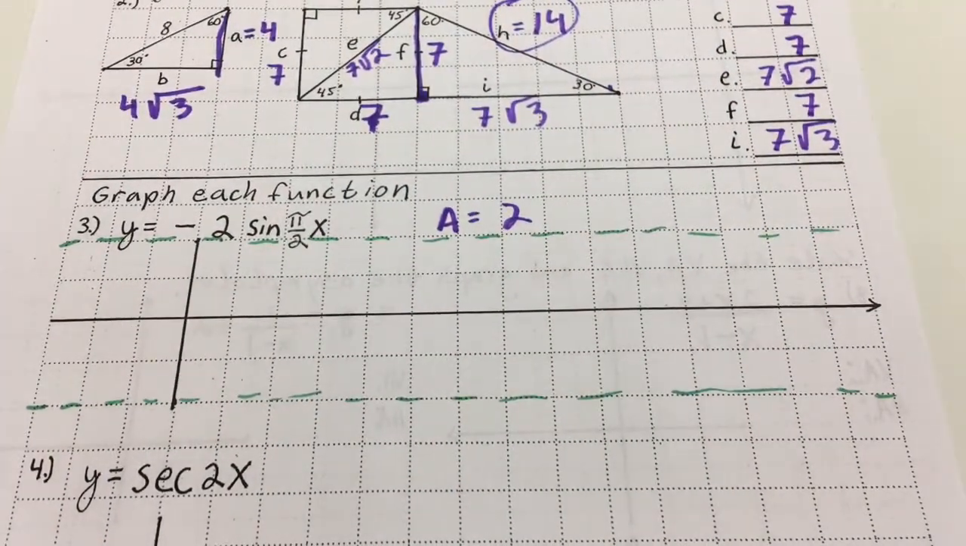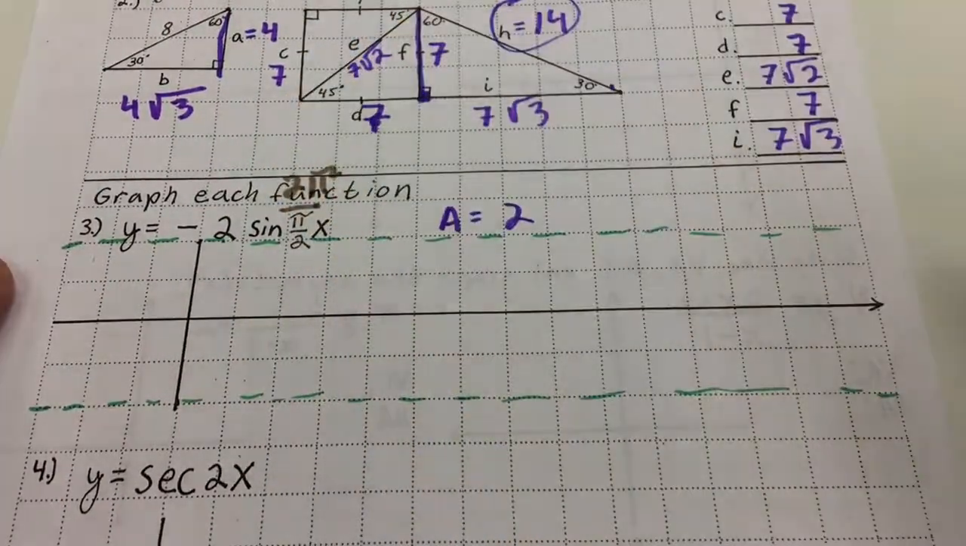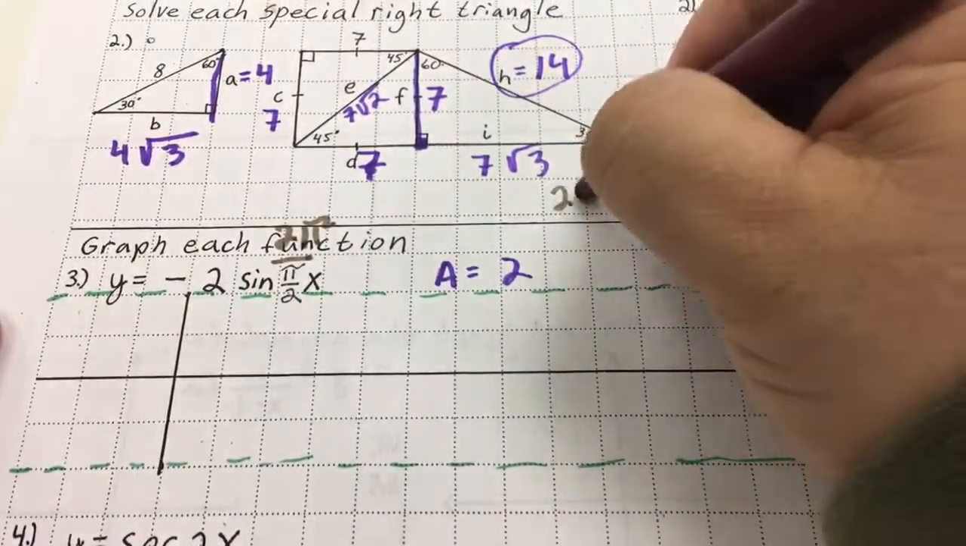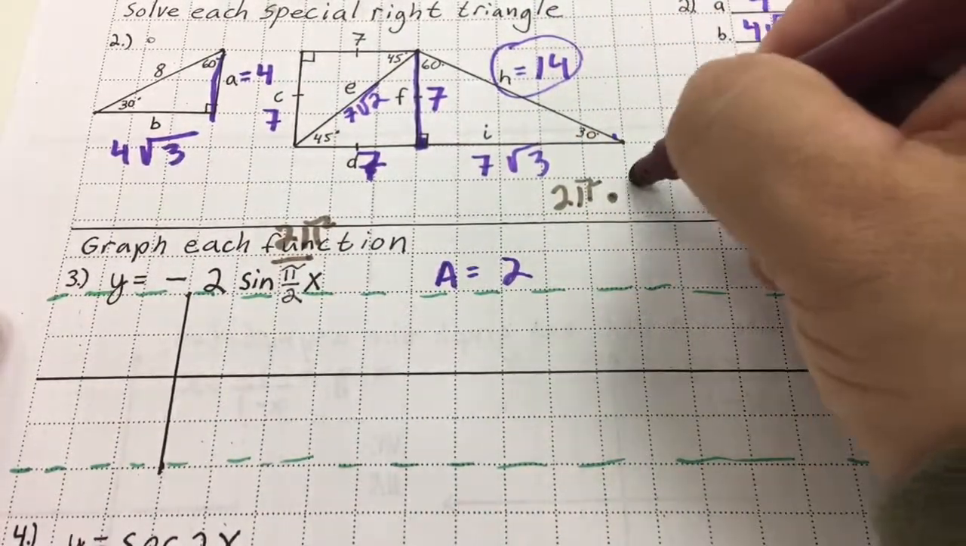Then I need the period. In order to find the period, I place a 2 pi on top of pi over 2. So I'm going to do a little arithmetic up here. 2 pi divided by pi over 2 is the same as 2 pi times 2 over pi.